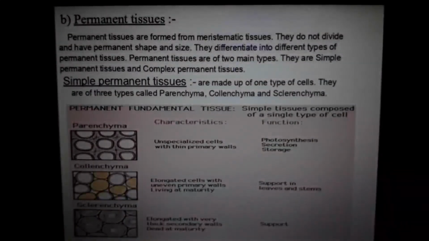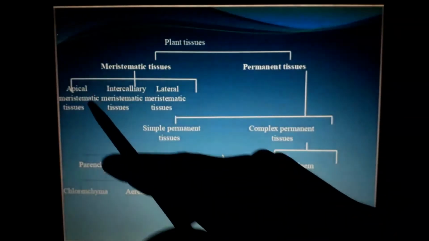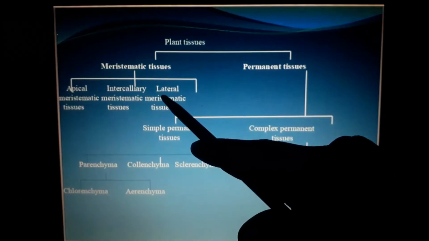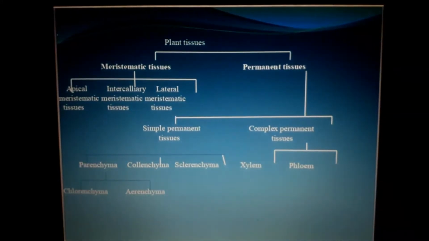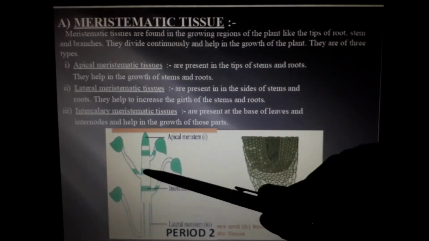So now we are going to study plant tissues. Two types of plant tissues were there. We studied meristematic tissues and permanent tissues. Apical meristem, intercalary meristem, and lateral meristematic tissues are there. Apical is present at the tip, lateral at the side of the stem, intercalary at the nodes. Nodes mean the joining points of the parts. The base of the leaves is called a node.